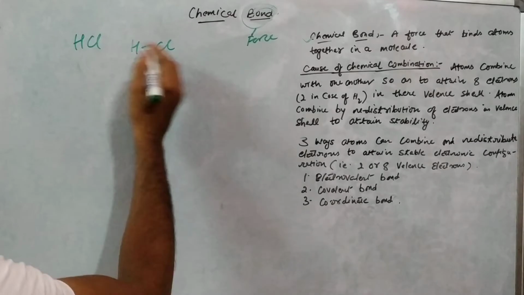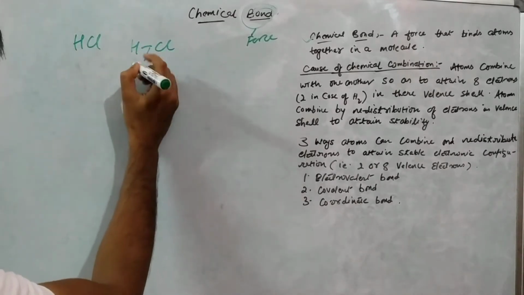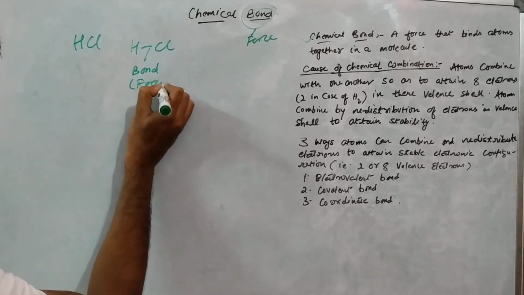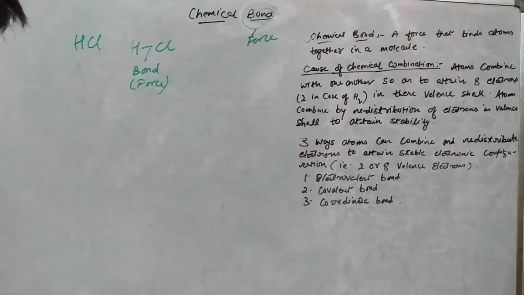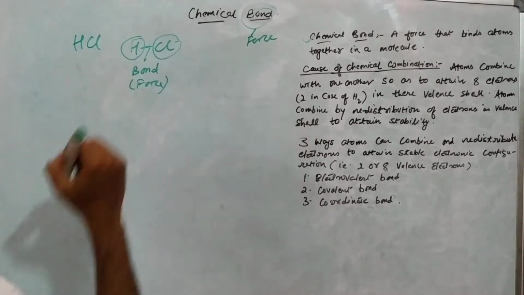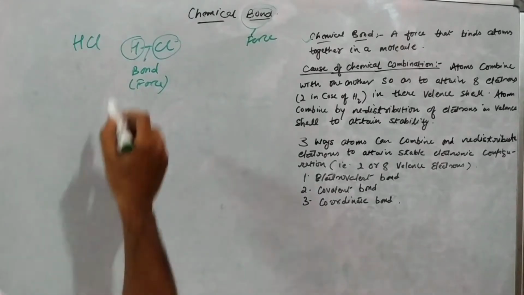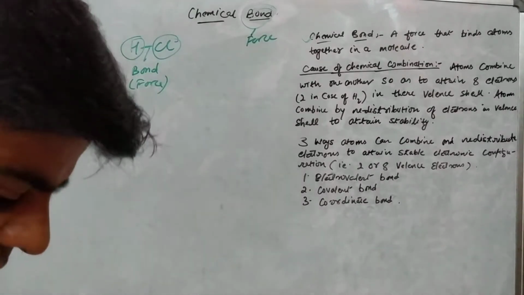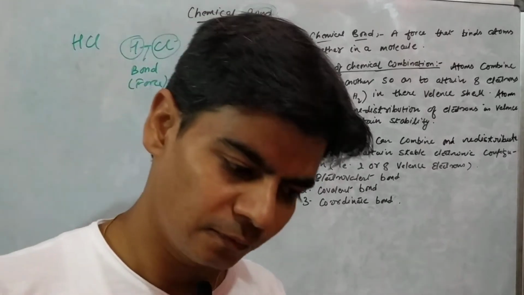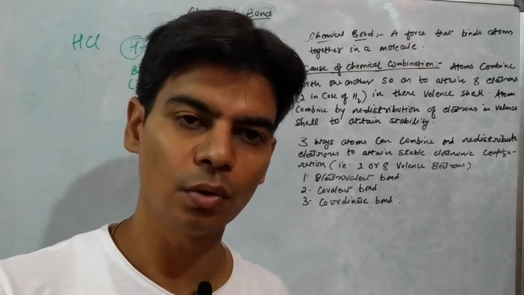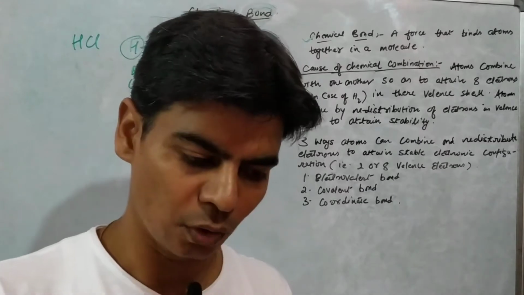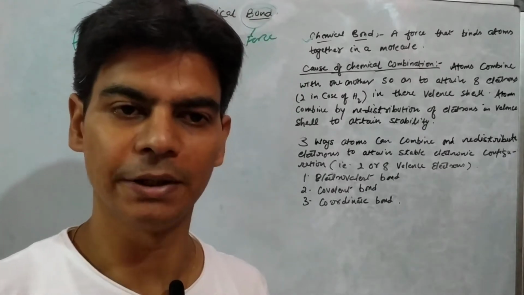We normally write HCl as H-Cl, and this dash represents a bond. We know bond is nothing but a force. What this bond does is hold these two atoms together in a molecule of hydrochloric acid. So wherever you see a bond in any chemical, its main function is to hold atoms or molecules together.